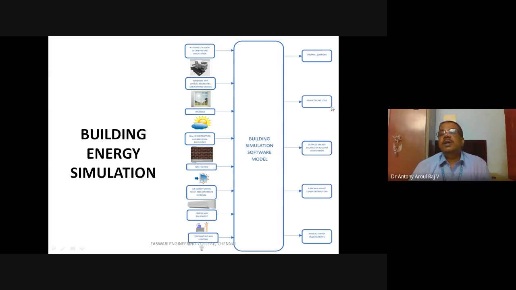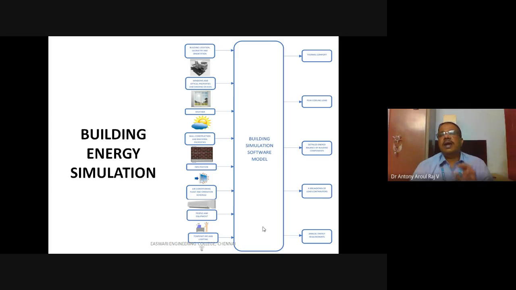So what is the peak cooling load for cooling load calculation, and detailed energy balance of the building components, breakdown of load contributors. You can find what it is in direction 1, direction 2, direction 3, direction 4: east, west, north, south. Okay, and annual energy requirements. So that also we can give it. Okay, annual energy requirements also.